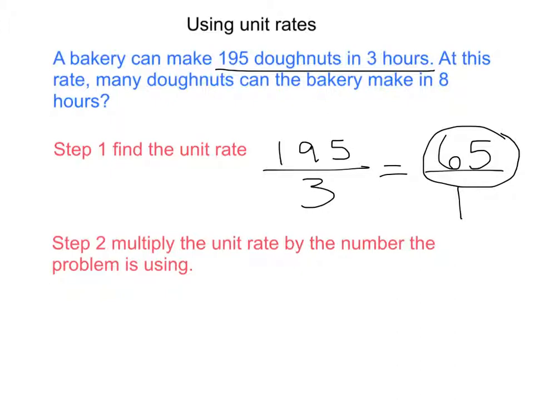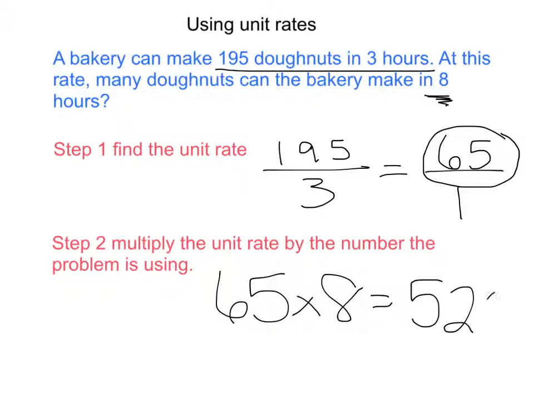For step 2, you multiply the unit rate by the number the problem is using. Well, they want to know how many donuts can they make in 8 hours. So we take the 65 and we multiply it by the 8 hours, and we get 520 donuts is what the bakery could make in 8 hours.